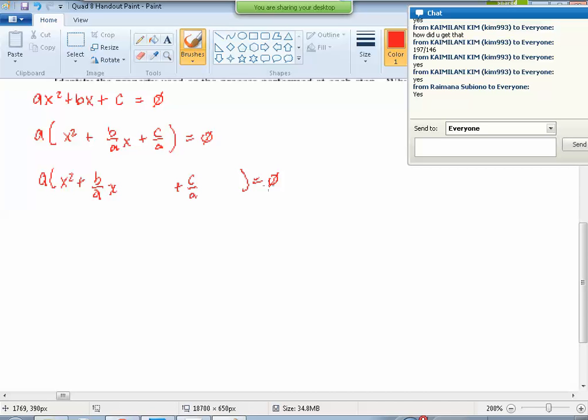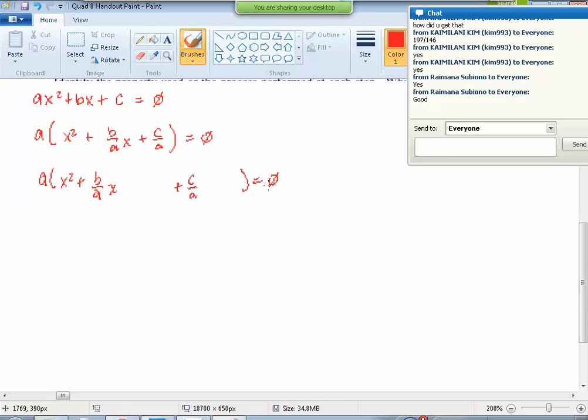Complete the square. So I take that b over a, I divide it by 2. What does it become? b over 2a. Exactly, it's b over 2a. That makes perfect sense, right? And then I square it. So if I square it, that will become b squared over 4a squared. You cool? But I don't want to just go around adding b squared over 4a squared. I have to subtract b squared over 4a squared. Are we good?